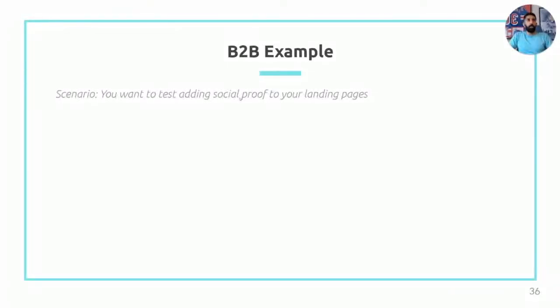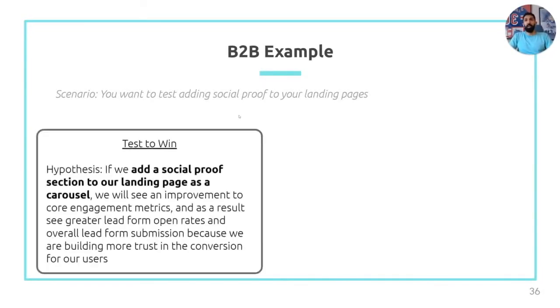Cool. Well, let's talk about the last example. This is a B2B example. So let's say the scenario is you want to start testing social proof on your landing pages. So you could have a test to win where simply adding social proof to the section as a carousel will improve engagement metrics. You'll see overall lead form open rates. You'll see lead submission rates because you're building more trust.